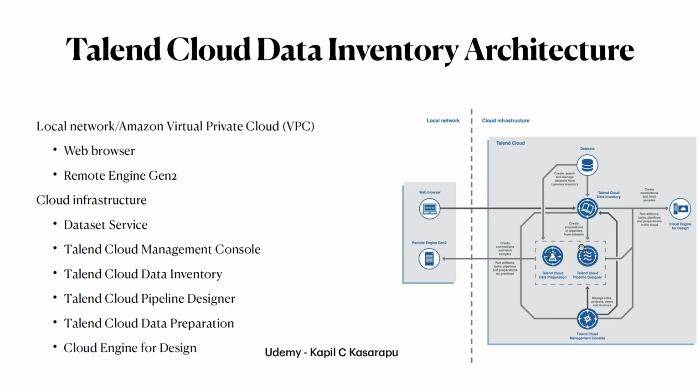In Talent Cloud Management Console, you can administer roles, projects, users, and licenses. You can create new users for the cloud applications and assign them to custom groups. You can then define roles and assign them to your users. And finally, the Cloud Engine for design is used to run artifacts, tasks, preparations, and pipelines in the cloud. Technically, Cloud Engine for design is only used to run preparations and pipelines, as well as creating connections and fetching data samples.